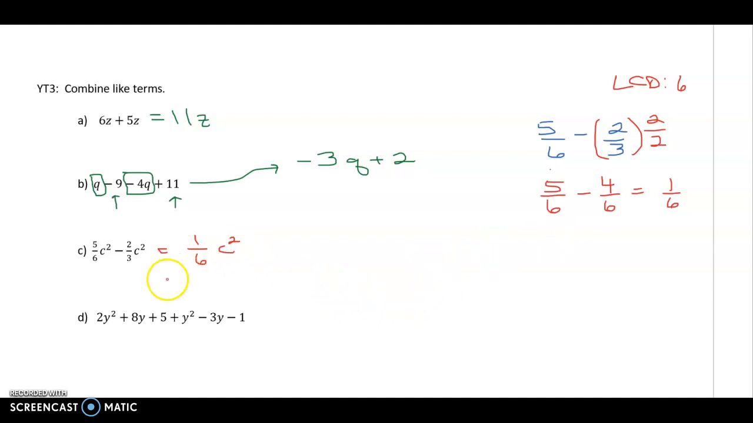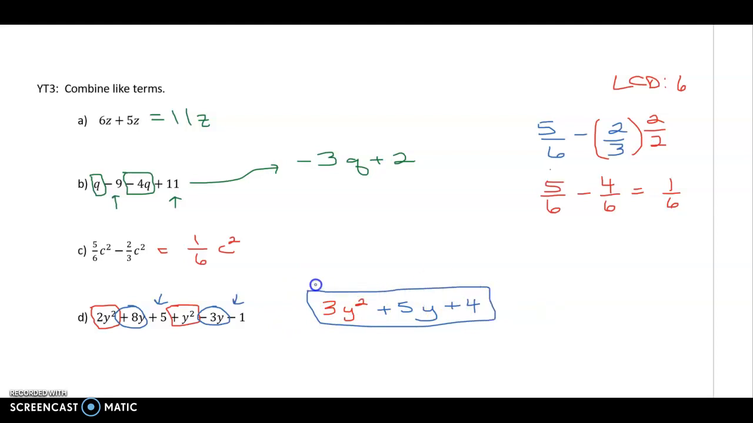And then the last one on here, we've got 2y squared plus 1y squared. If it helps, you can put a 1 there. So that's going to be 3y squared. And then the next one we have positive 8y minus 3y. So it's going to be positive 5y. And then we have a plus 5 and a minus 1. So plus 4 is the last term. And all together is your simplified expression.